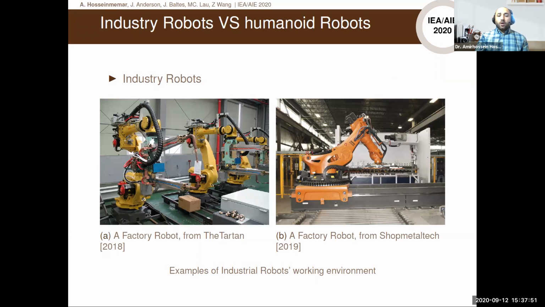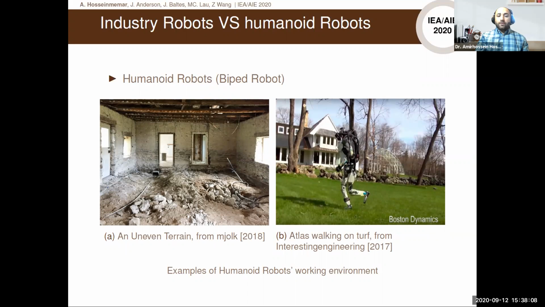Here's an example of an industrial robots working environment, and as you can see in these pictures, the robots are fixed in an environment and they cannot be really portable and do different tasks. And here we have examples of humanoid robots working environment. On the left side we have an uneven terrain that a robot could walk on, and on the right side we have another robot, Atlas, which is walking on turf.